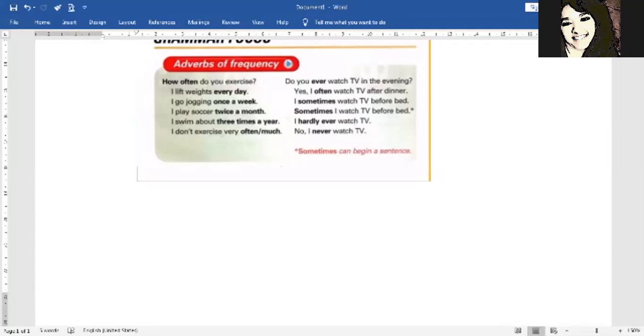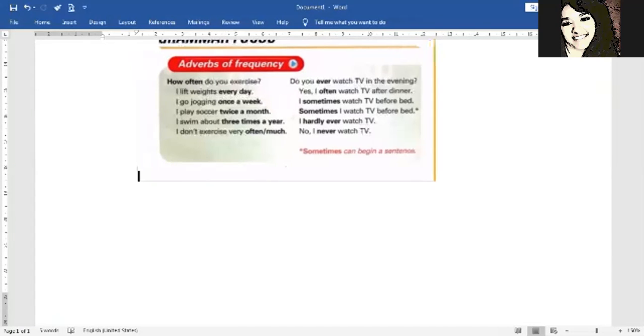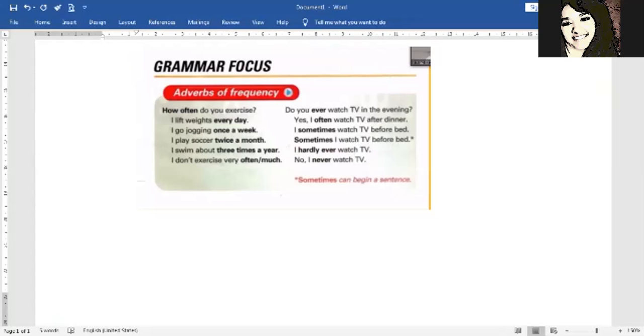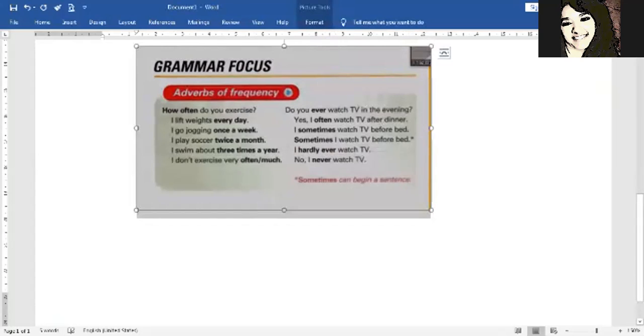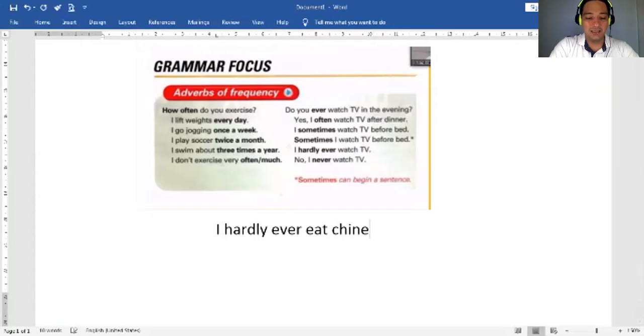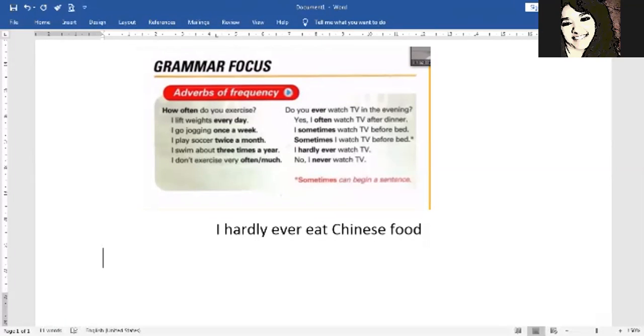Okay. Different, right? Okay. I hardly ever eat Chinese food. Okay, so you said, I hardly ever eat Chinese food. Excellent, very good. Great. Okay, that's very simple, right?